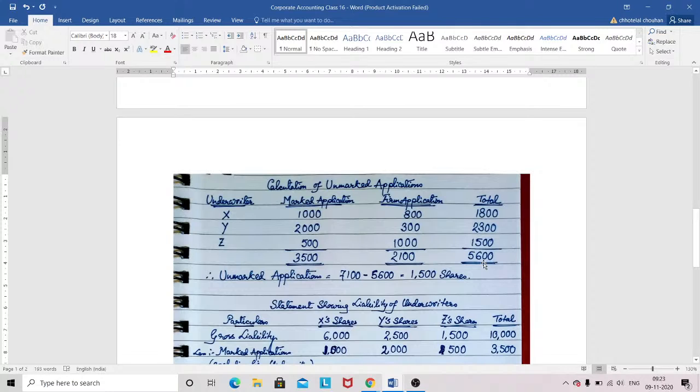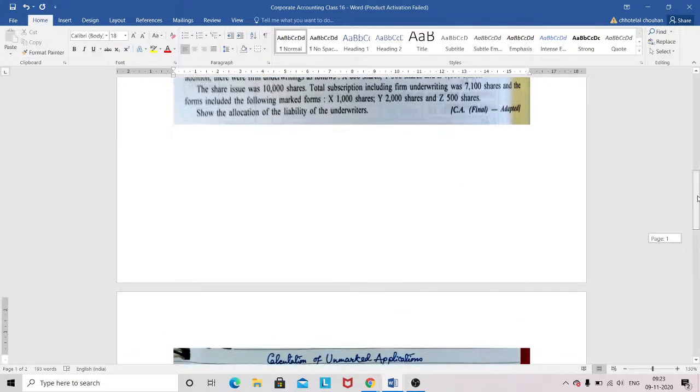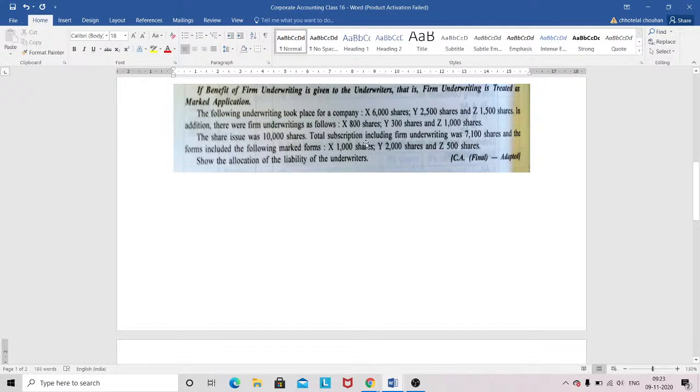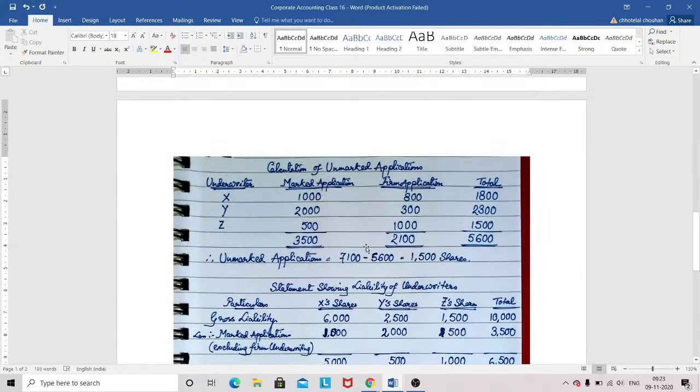Then you can ask me, why sir, you have made that particular addition? You can deduct this 3500 only if it is excluding form underwriting. The problem is that look at the sum. In the sum, the total subscription including form underwriting was 7,500. So your total subscription received given is including form underwriting. That's why I have to add up that particular marked application including form underwriting. Since the unmarked application is given including form underwriting, I have to calculate the marked application including form underwriting.